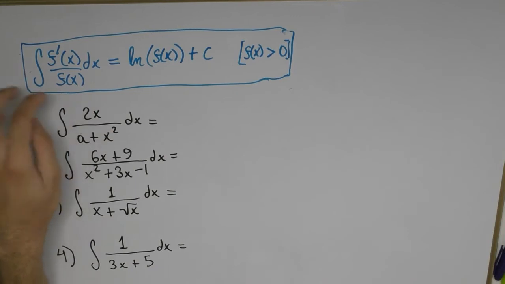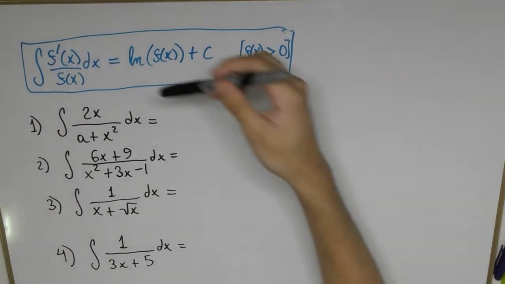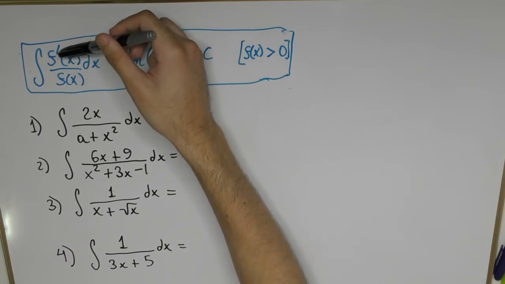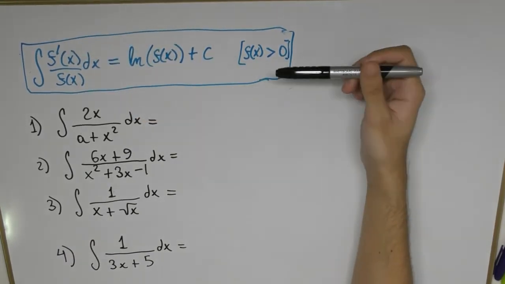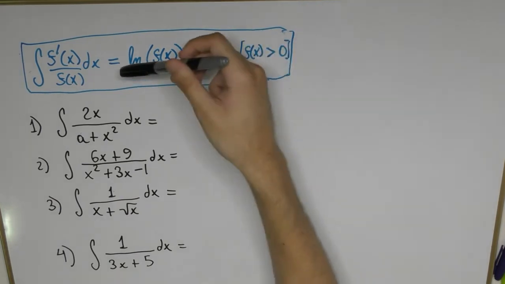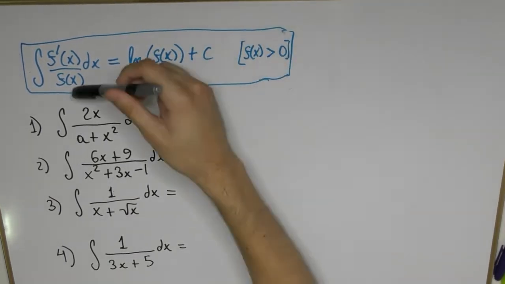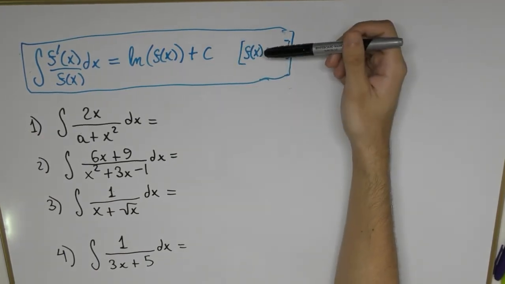Following from the previous video, we're now going to be looking at a very special kind of integral, which is where the numerator is the derivative of the denominator. As we discussed in the previous video, this is going to turn out to be the natural log of whatever function we have in the denominator plus the constant c.